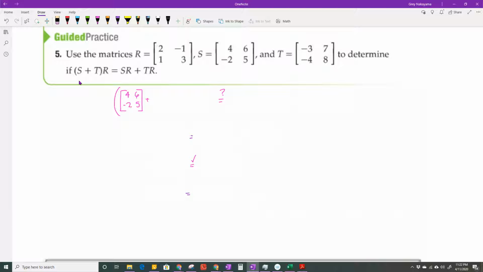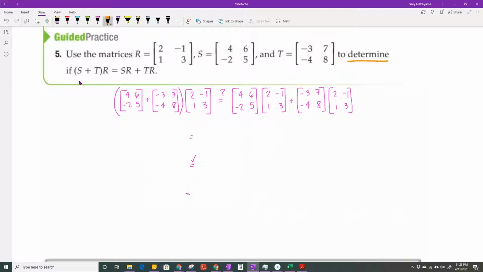And T is negative 3, 7, negative 4, 8. And I'm multiplying it by R, which is 2, negative 1, 1, 3. Now, I'm going to go ahead and write the other side, and then I'll work down each side, okay? And I'm using the matrices, y'all, to determine. So it's kind of a proof that you're having to do, and you have to show the steps, okay? Is that equal to S times R plus T times R? So I'm just filling them in and asking if they're going to determine. Now I'm going to simplify each side.